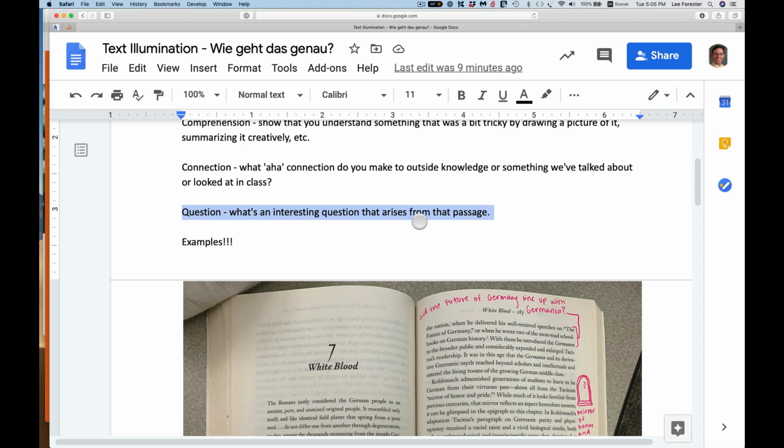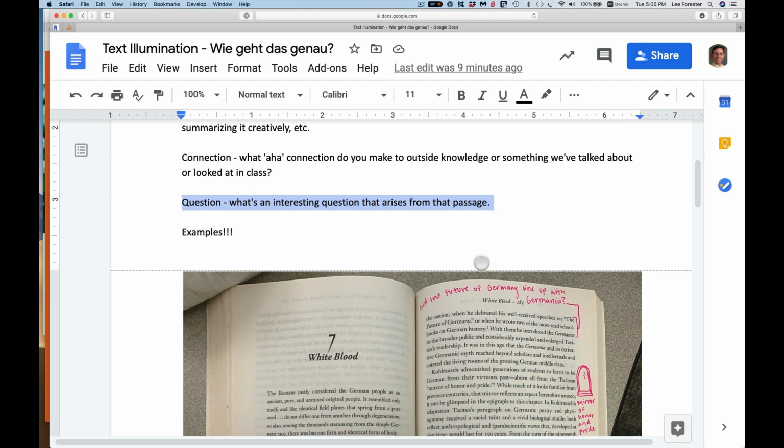So we don't want to do that, but it does show that you're following what's going on if you have a good question. This takes practice. This is part of being at a college. It's not going to come right away. I want to work on that in this class when we have text illumination activities.